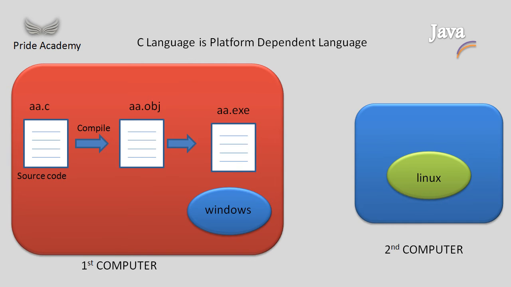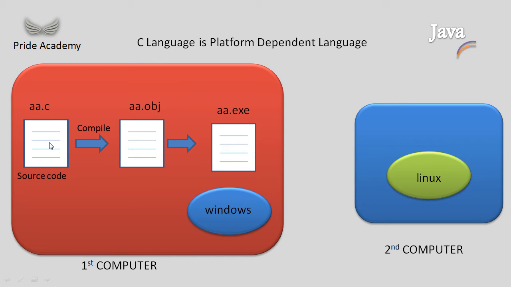Let us understand it. If you see, friends, here is the first computer and here is the second computer. In the first computer, I have written a program to develop an application and saved it by the file name AA. The extension of the file will be .c. So I have created the program in C language and the file name is AA.c. I call this program the source code.